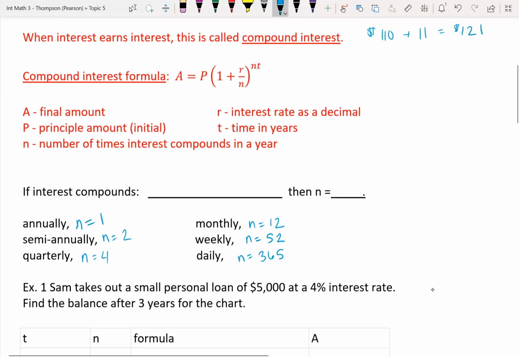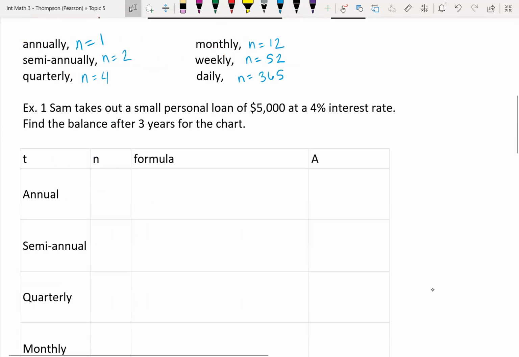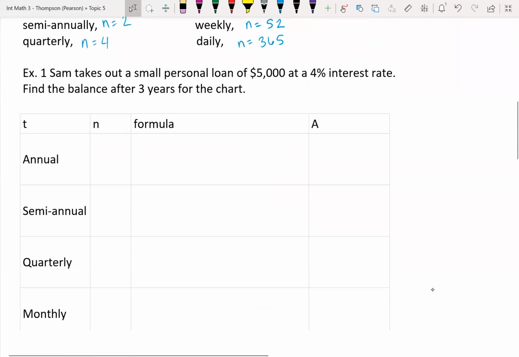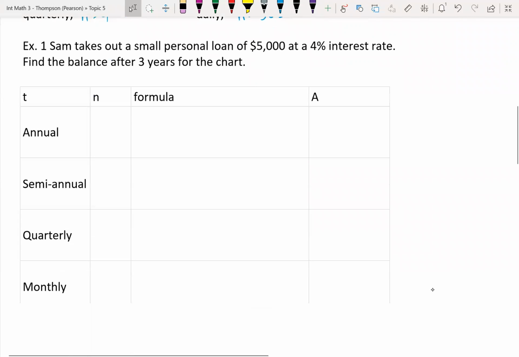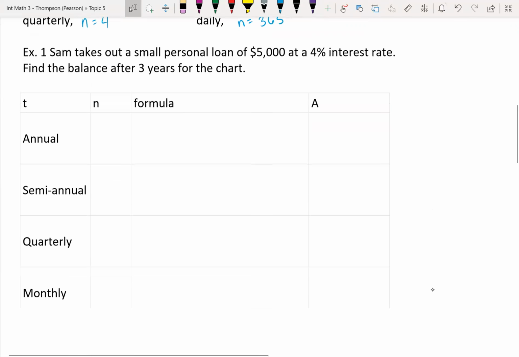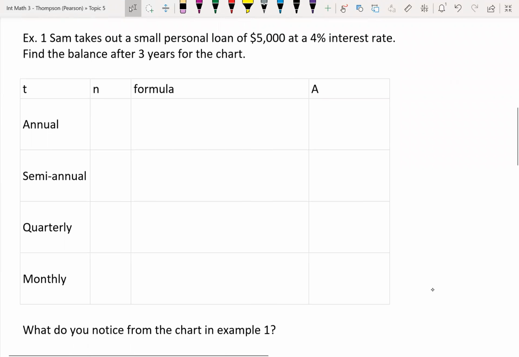Okay. Sam takes out a small personal loan of $5,000 at a 4% interest rate. Find the balance after 3 years for the chart. So what we're going to do here is look at when n is different values, and what happens to this amount. I've got the same initial startup amount of money, the same interest rate, the same amount of years, but the more times I compound, this is going to change.